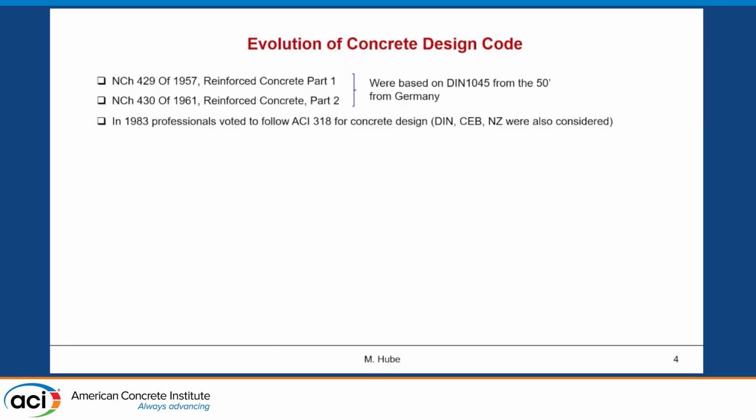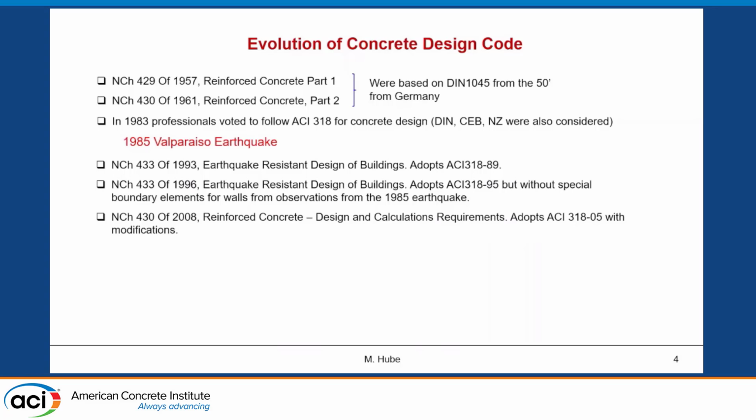And that was the time when the country started using ACI-318, and that was in 1985, we had a big earthquake, and then the NCh433 was published, and then it was updated in 1996, and then that code says, okay, we're going to adopt ACI 318/95, but with some modification. And the most relevant modification is that we don't need special boundary elements for walls.